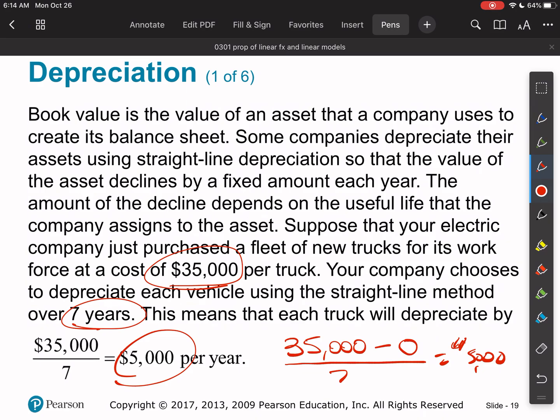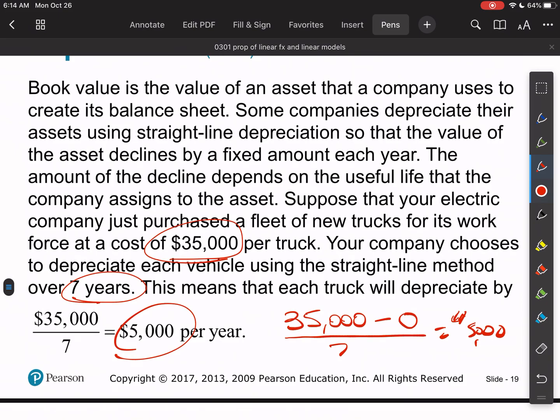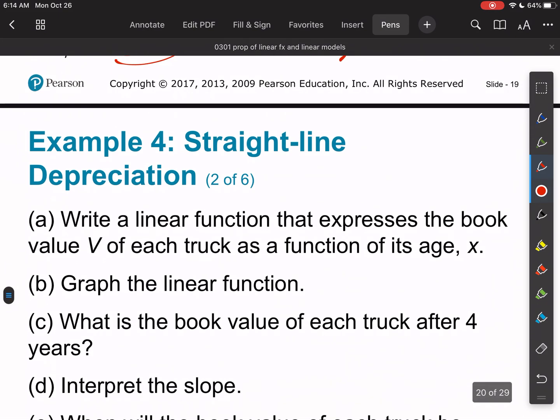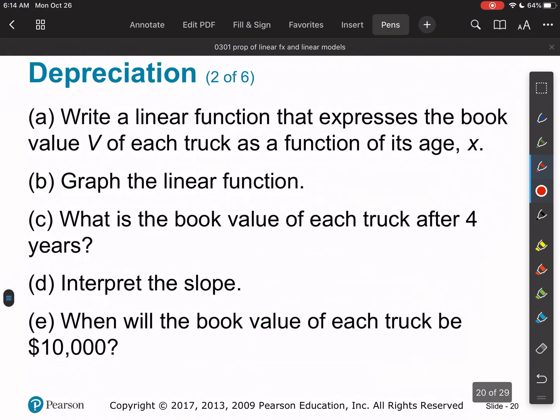So it can eventually go back up if you take good care of your vehicles, but for the most part, people just are not collecting cars to resell them like that. They're collecting them, or they're just buying a car to get a job done or get to point A to point B. Anyway, that is an example of straight line depreciation.